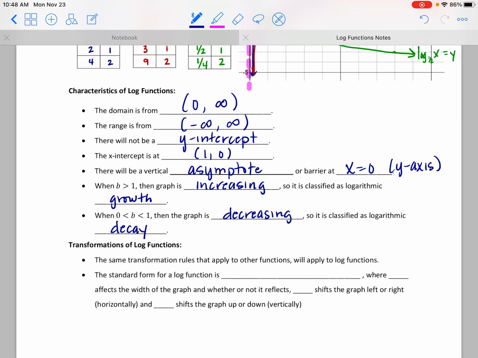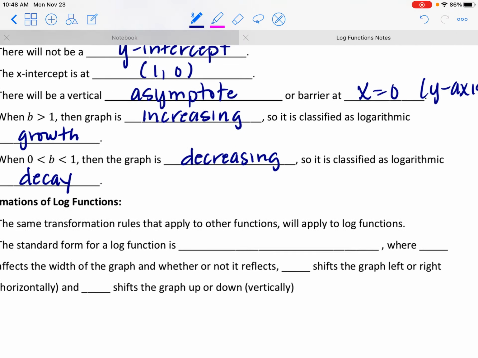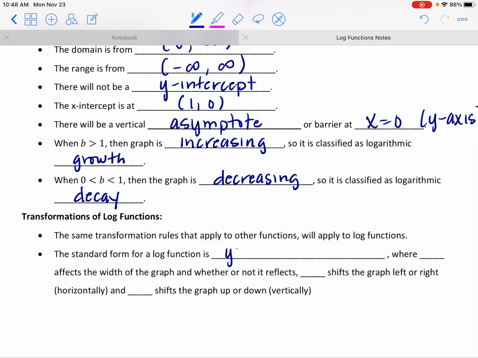Now, this is a typical function. The transformation rules apply just like they do with all other parent functions. So our standard form is going to have a times the log base b of not just x, but x minus h. And then after our function, we can add some value for k, where a does the same thing it does with every other parent function.